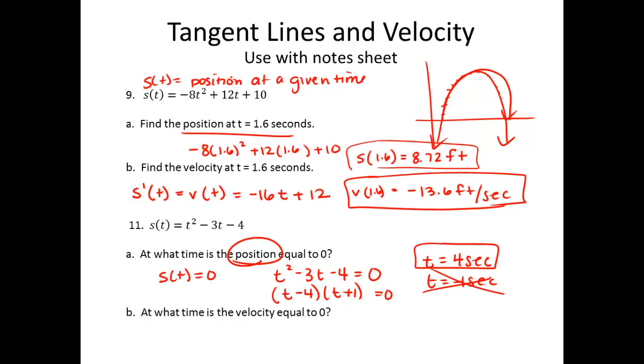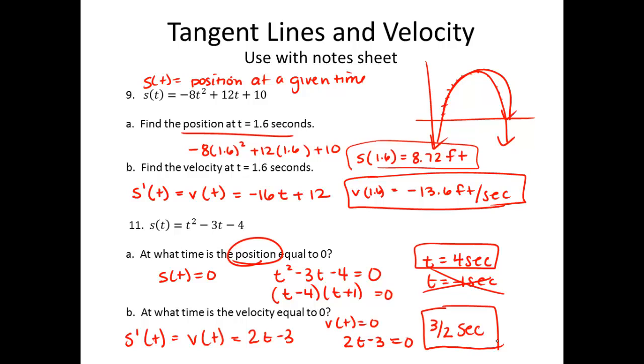All right, the second part asks what time the velocity is equal to 0. In other words, what time is the rate of change equal to 0? To do this, I'm going to take the first derivative, s prime of t, which is the same as v of t, and then set it equal to 0. So I have 2t minus 3. If I set v of t equal to 0, I get 2t minus 3 equals 0, so t equals 3 halves, or 1.5 seconds. This is saying that the speed is equal to 0, that there's no rate of change at exactly 3 halves seconds, or 1.5 seconds.